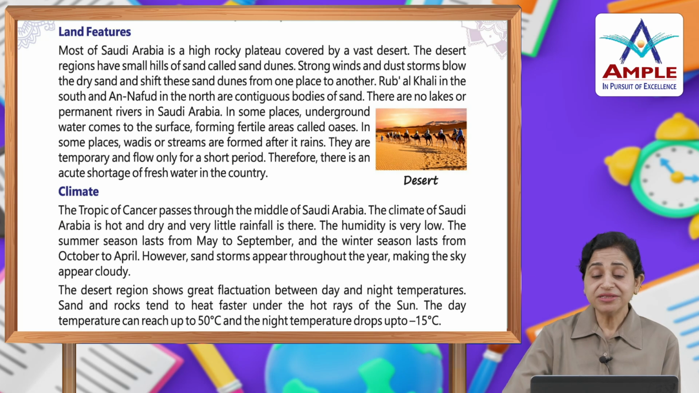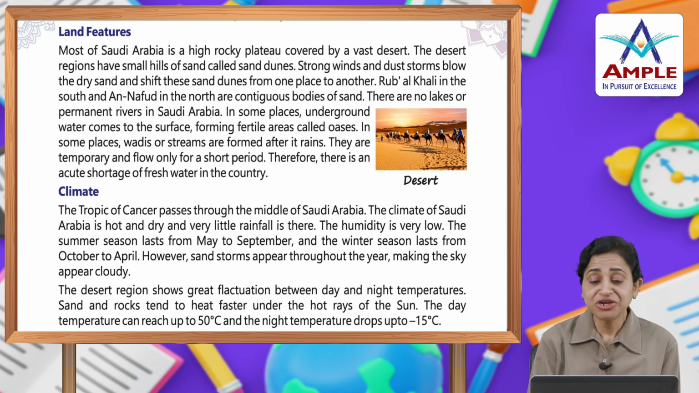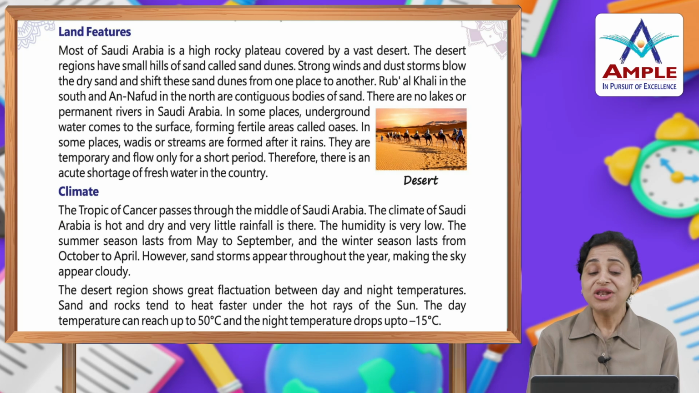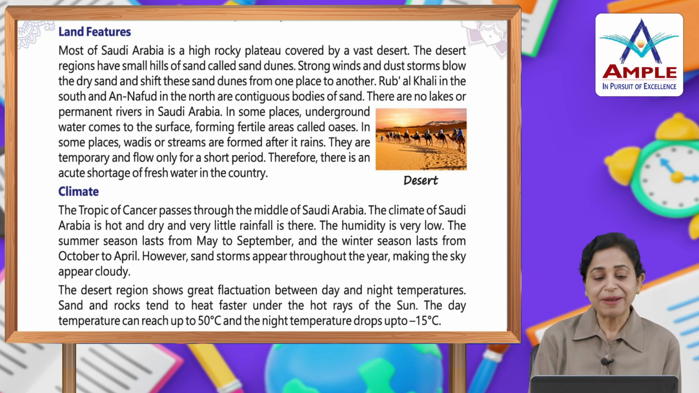क्लाइमेट कैसा है यहाँ का? The Tropic of Cancer passes through the middle of Saudi Arabia. The climate of Saudi Arabia is hot and dry. Very little rainfall is there. The humidity is very low. The summer season lasts from May to September and winter season lasts from October to April.